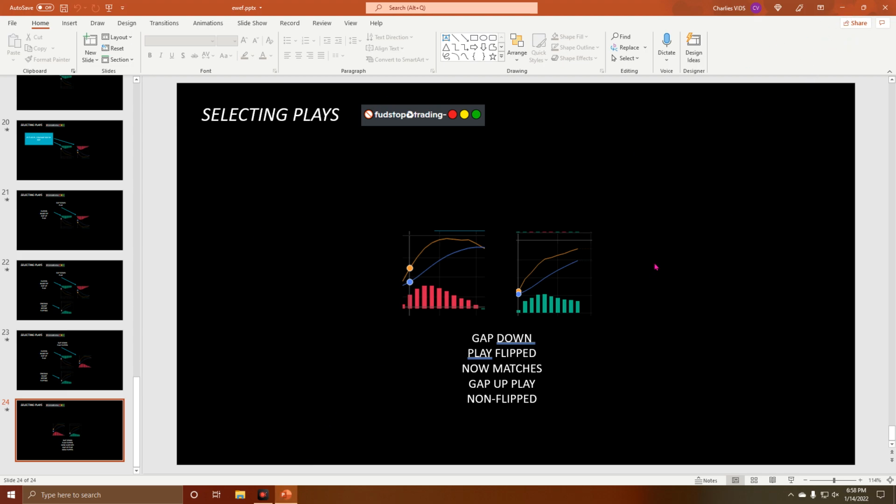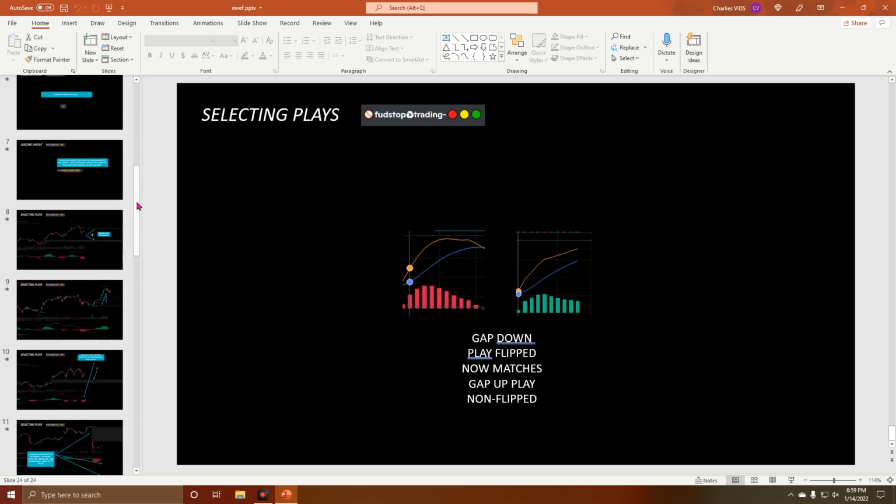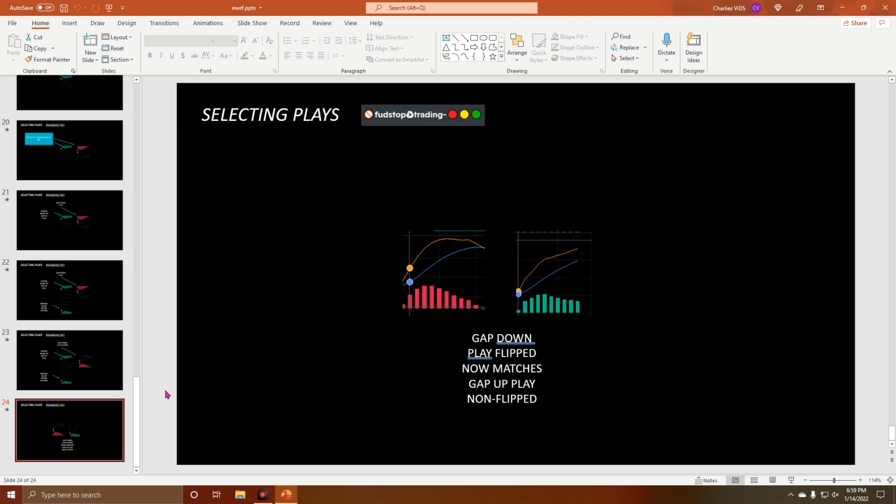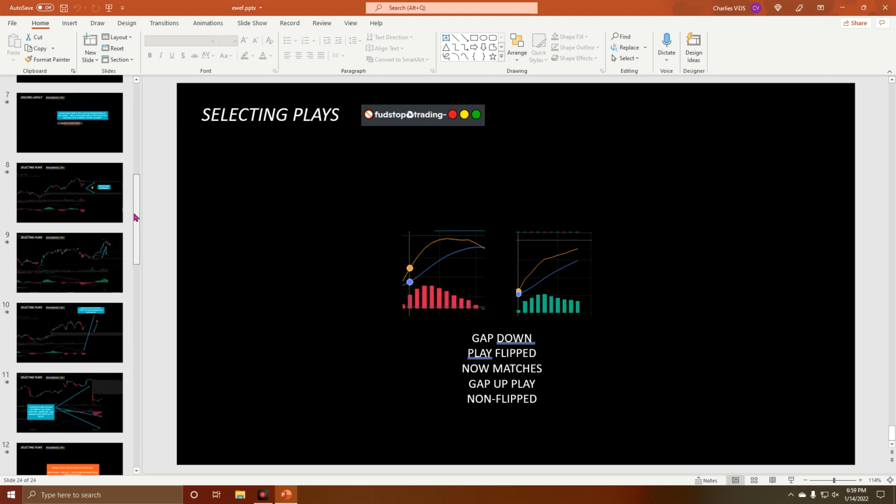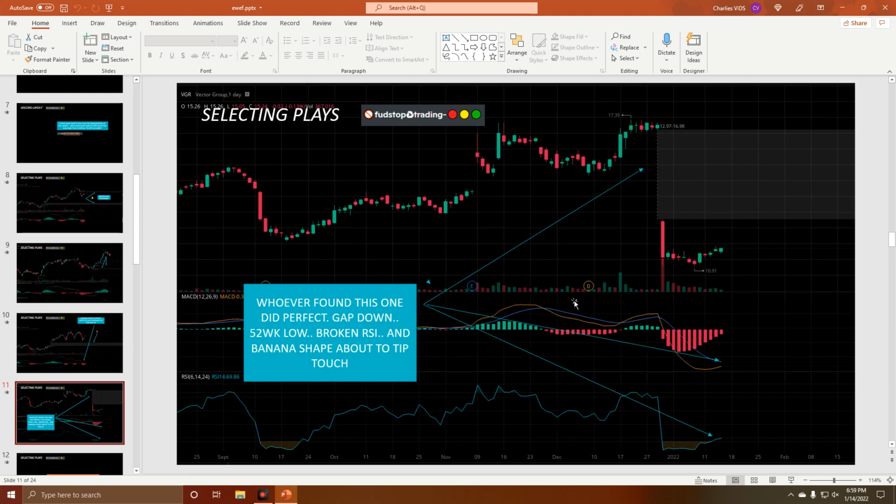Again, let me show you the picture perfect play. This one here is picture perfect put play. I'm sorry, call play. This is a picture perfect call play because gap down, shape is conforming to where it's about to switch trends, broken RSI, perfect. Gapped on earnings, perfect.